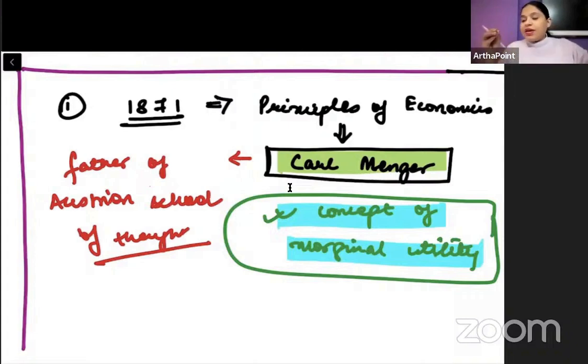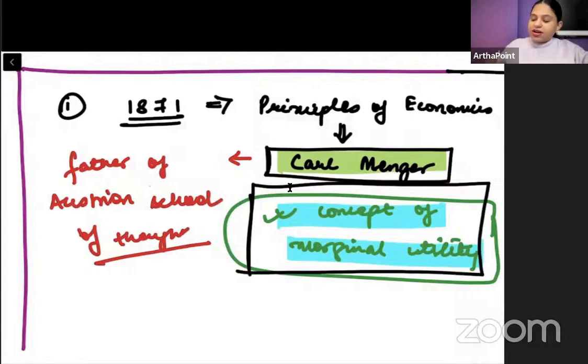ठीक है? If someone gives me both options, किसी ने मेरे को बोला कि marginal utility was given by, and Menger and Marshall both are given, then the answer is Menger. But if someone asks me marginal utility was popularized by, किसने उसको popular किया, then I will say Marshall. Popular Marshall ने किया, but it was introduced by Menger. ठीक है? So this is the first thing कि they talked about marginal utility.